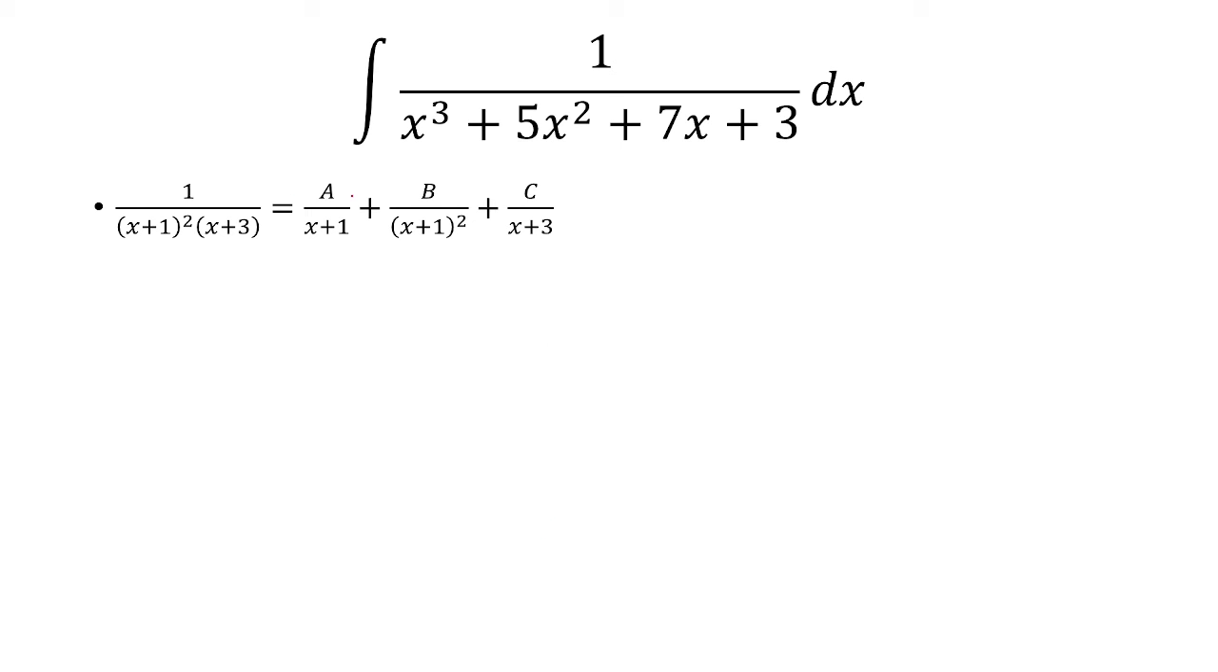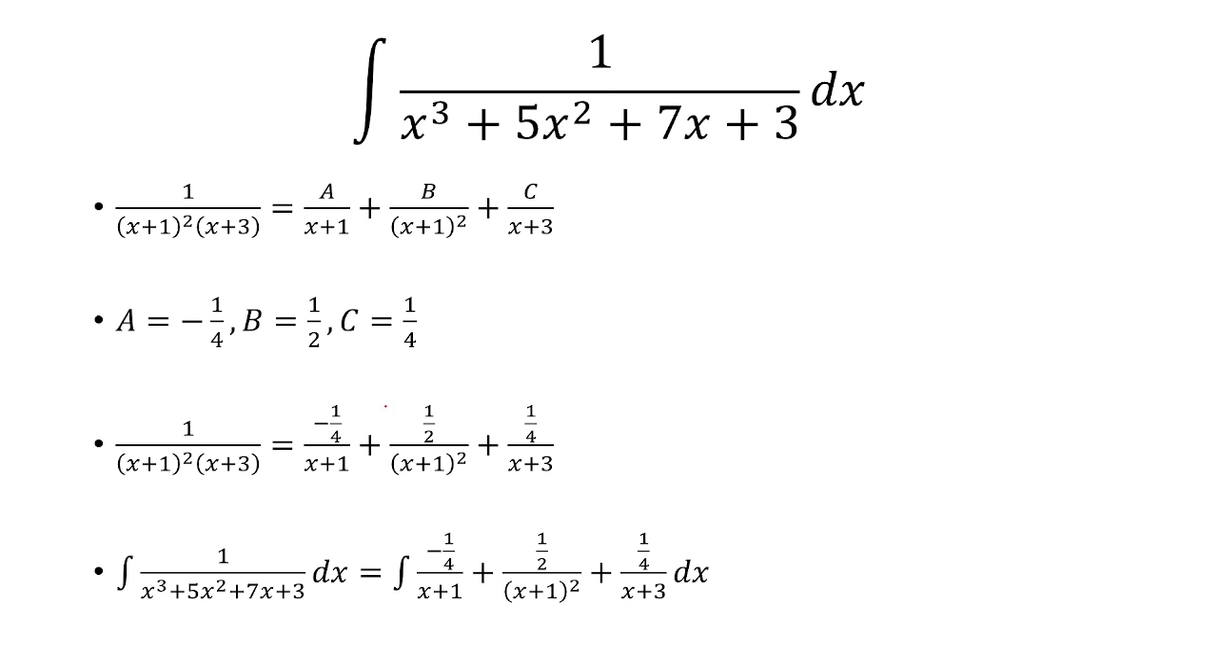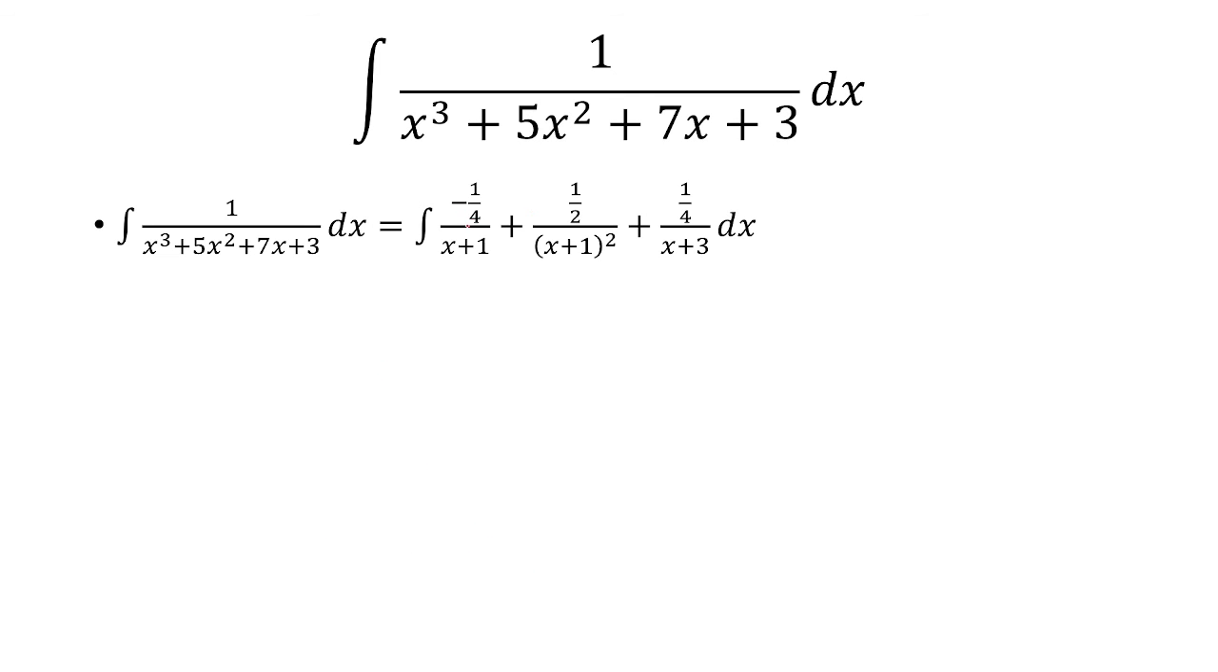So now going back here, we solve for a, b, and c, plug those in, and now we can integrate both of these sides. So we can integrate each factor individually. The first one is going to be negative 1/4 times ln of x plus 1. And then the second one becomes negative 1/2 times the quantity x plus 1. And then finally we have plus 1/4 ln of x plus 3, and then plus the constant. And so this is our final answer.